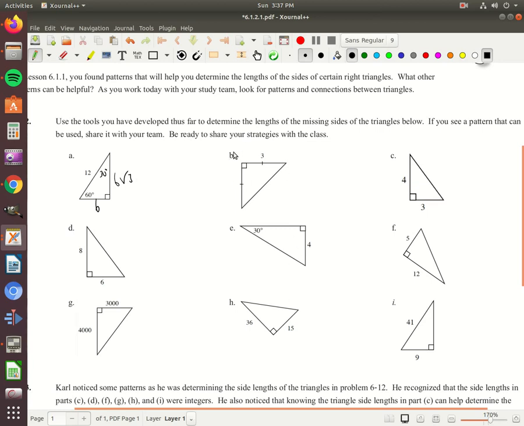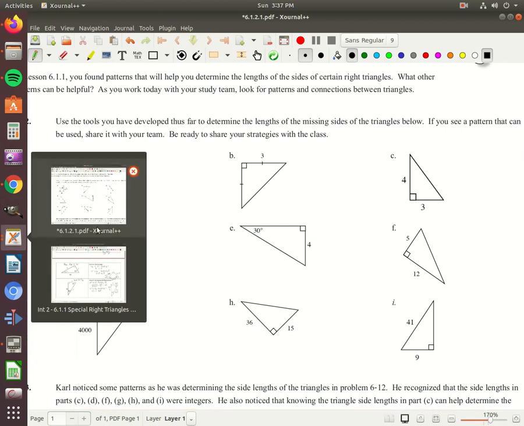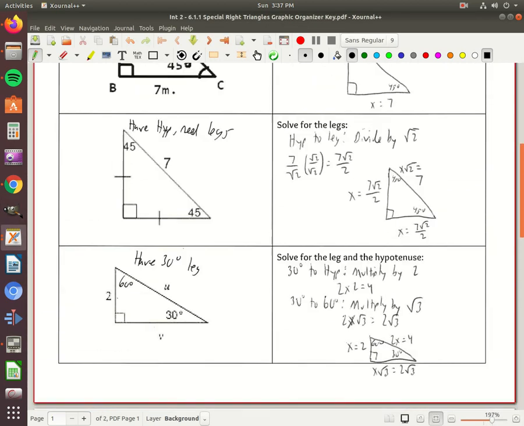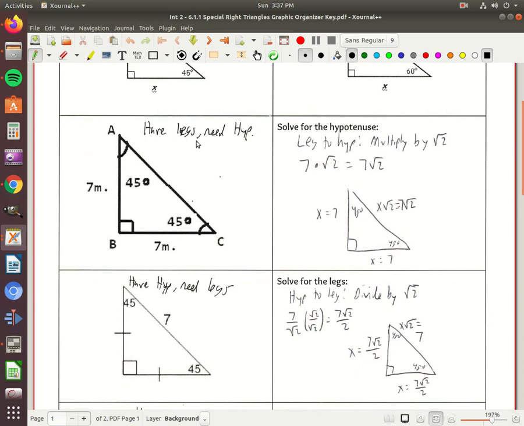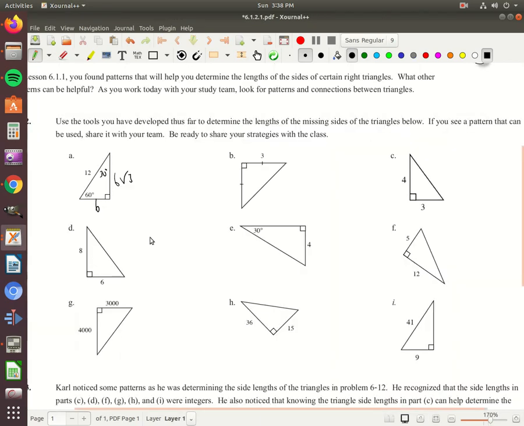This one, it looks like we have a 45-45 triangle. I have the legs, I need the hypotenuse. So the leg will be the same, but I just need to multiply by the square root of 2 to get the hypotenuse. So I will go here, the leg is the same, I will multiply by the square root of 2 to get the hypotenuse.